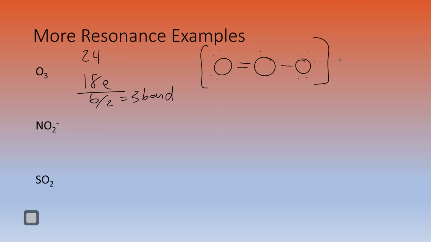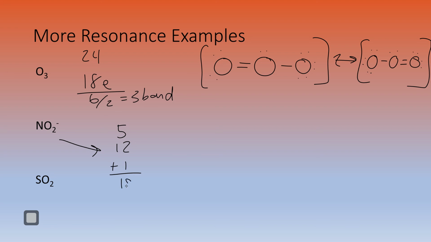Or it could be the other side. Okay, the other side. So that is an example of a resonating structure. I'm going to do one more, and I think I'll call it at that point. If I do NO2, N has 5, and then I have 12 plus 1, so a total of 18 electrons in NO2. I want a total of 24. So 24 minus 18 is 6, divided by 2 is 3 bonds.